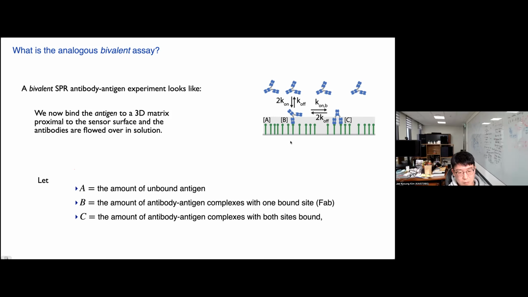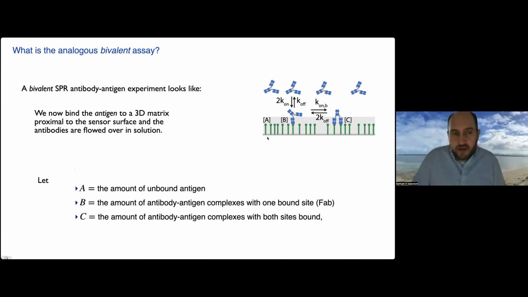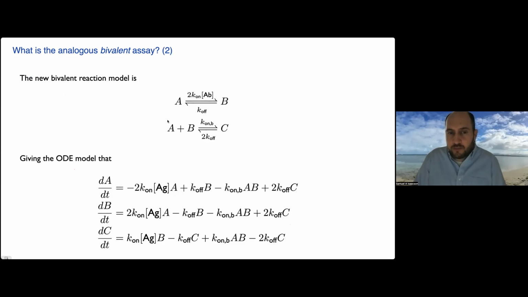Okay. And these models have been looked at before in the literature. So now we would have three states we keep track of: the amount of unbound antigen, the amount of antibody-antigen complexes with one bound site, and then the amount of antibody-antigen complexes where the antibody is doubly bound. And so we can write a simple reaction model for that. A free antigen gets singly bound by an antibody, and a free antigen and a singly bound antibody-antigen complex form a doubly bound antibody, and then write the corresponding ODE model, which we just get this.